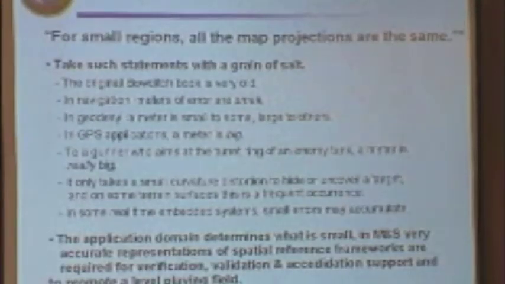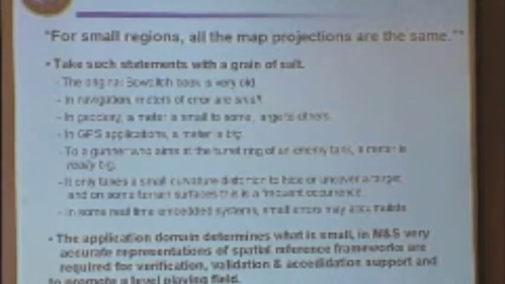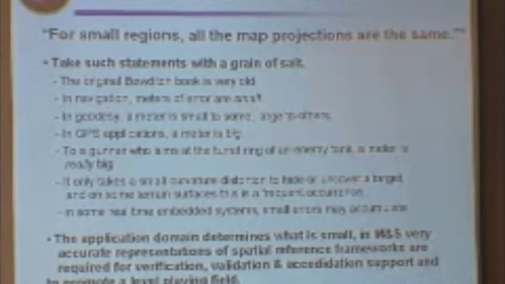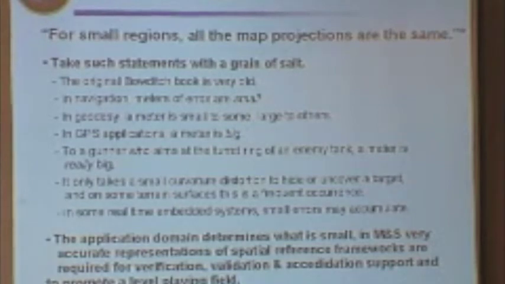Small errors are interesting. A lot of people say, oh, well, that effect is small. Well, small doesn't apply to horseshoes and hand grenades, remember? Small depends on the application. Take comments like, for small regions, all the map projections are the same. That came out of Bowditch. First off, Bowditch is a really old book. And in those days, navigation, if they got within 20 meters, they're great if you're sailing a ship.